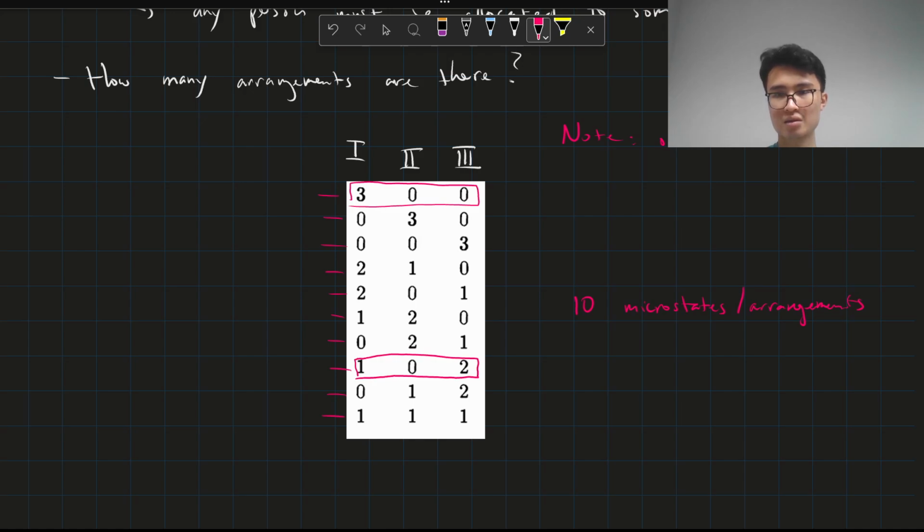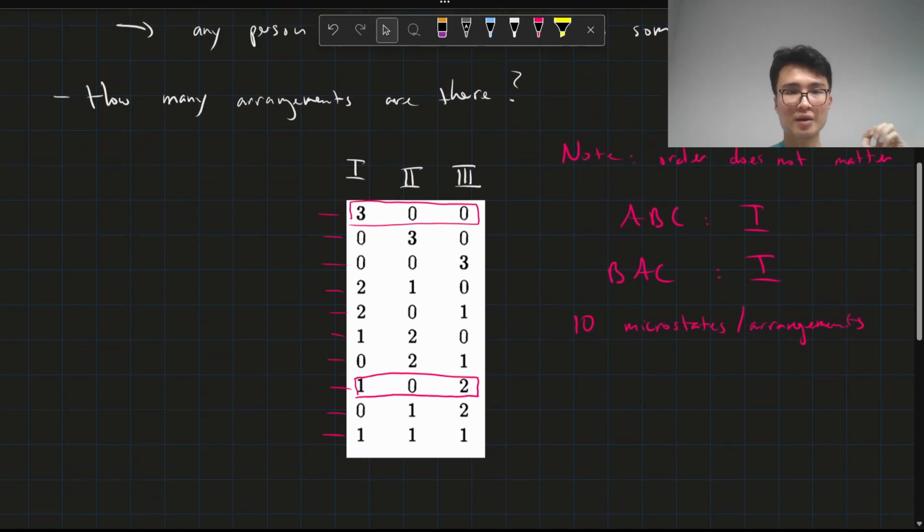What does that mean? It means that if you have ABC in slot number one, it is the same as BAC in slot number one. It doesn't matter. We only care about combinations here.